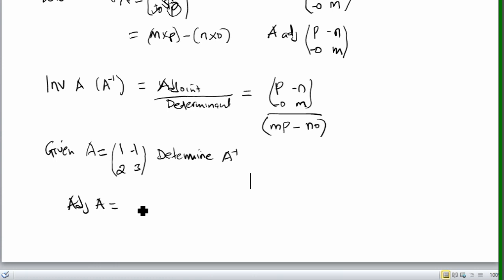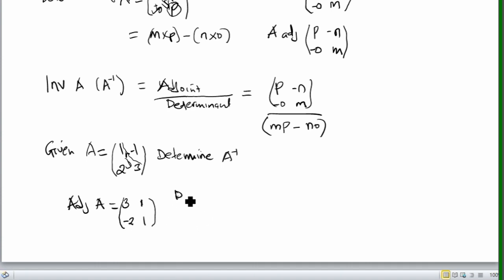The solution will be: you start with the adjoint. You interchange the leading diagonal elements, so 3 comes here and 1 goes there, and then you flip the signs of the other elements. Here it was -1, it becomes +1, and here it was 2, it becomes -2. So that is what we have.